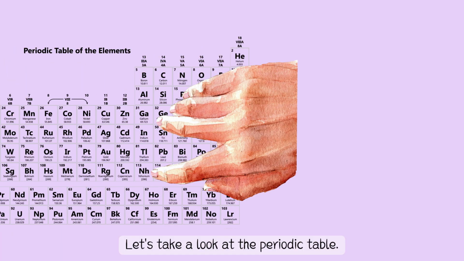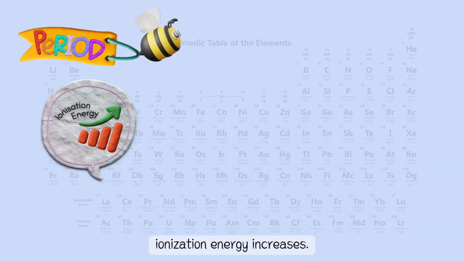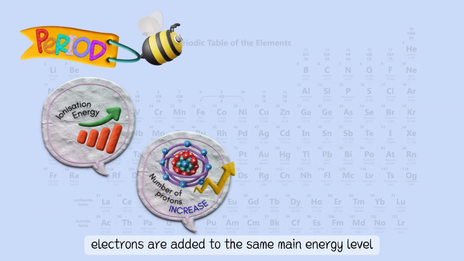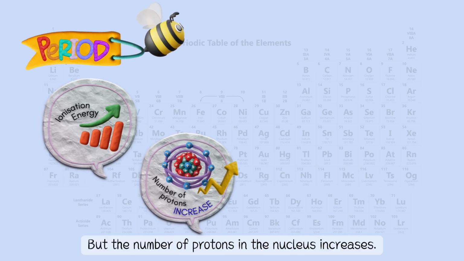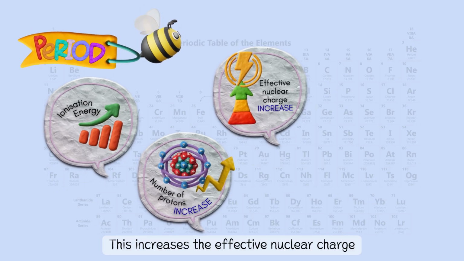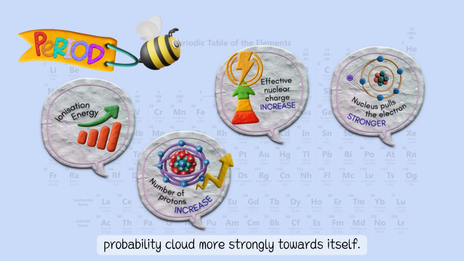Let's take a look at the periodic table. Across a period, ionization energy increases. As we move from left to right, electrons are added to the same main energy level and similar orbitals, but the number of protons in the nucleus increases. This increases the effective nuclear charge, meaning the nucleus pulls the electron probability cloud more strongly towards itself.